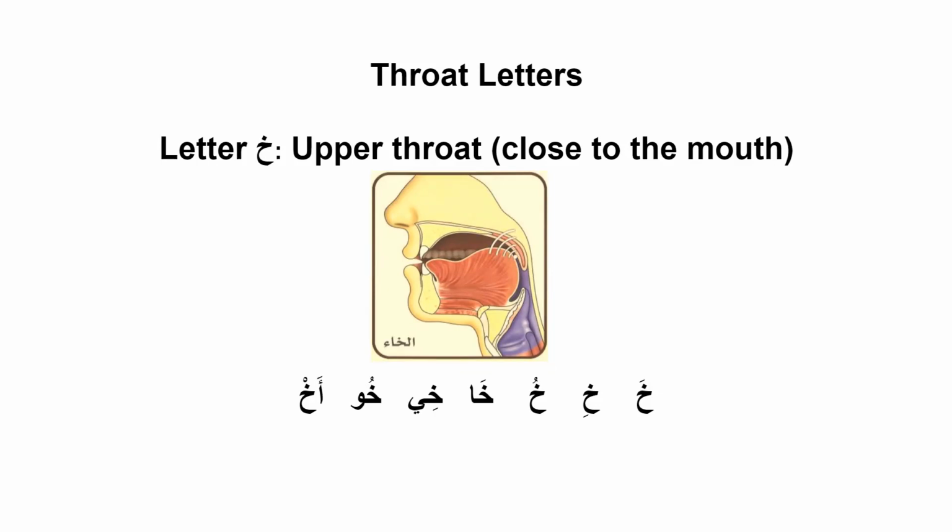And the difference again is that ha is from the middle of the throat, kha is from the upper throat, and you will come in contact with the mouth or the back of the tongue. So you should feel a little bit of that contact as you are reciting this letter. So let's read here with the fatha, kha, khi, khu. Then we have kha, khi, khu, akh.